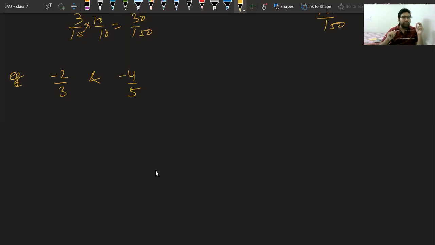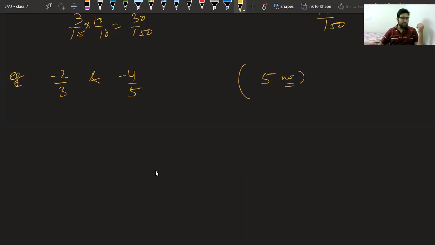First thing, try to understand which number is larger, which number is smaller. The smaller number will come on the left hand side, the larger number will come on the right hand side. Yes, Jitesh, very good. Karnik is asking, sir, how many numbers we have to find? Beta, 5. You have to find 5 rational numbers.